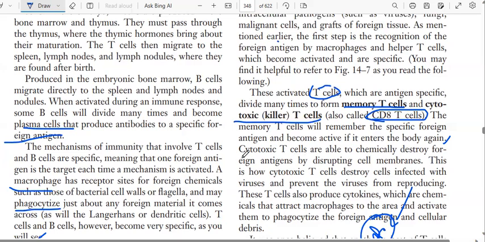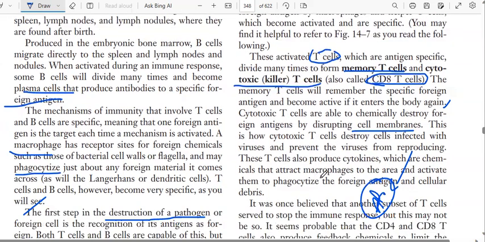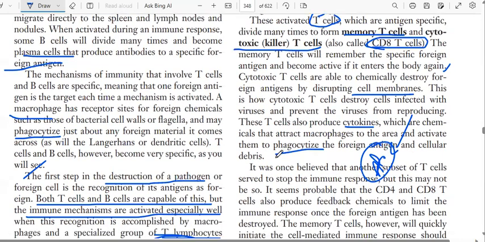Cytotoxic T cells. What do cytotoxic T cells do? They are able to chemically destroy foreign antigen by disrupting cell membranes. It will demolish the membrane, and the pathogen will die automatically. This is how cytotoxic T cells destroy cells infected with virus and prevent the virus from reproducing. These T cells also produce cytokines, which are chemicals that attract macrophages to that area and activate them to phagocytose the foreign antigen and cellular debris.